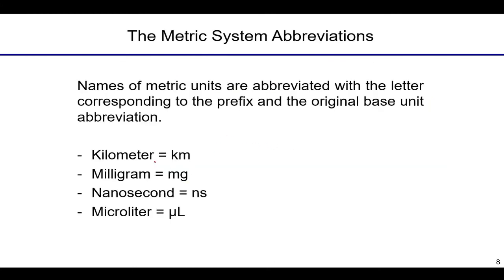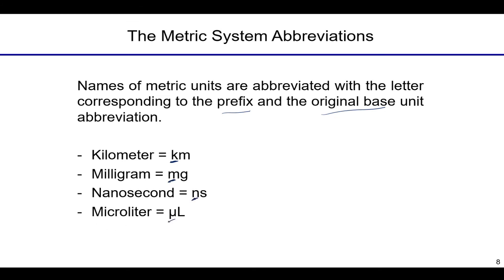Let's look at these a little bit more in terms of the abbreviations. The names of the metric units are abbreviated with the letter corresponding to the prefix and the base unit. So we've been using these before, but just to spell it out, a kilometer. Although these are uppercase here, a lot of times that will only be if it's starting the sentence with that word, and a lot of times you'll see them written as lowercase. But in terms of the prefixes, this k is always lowercase. This m is always lowercase. This n is always lowercase.